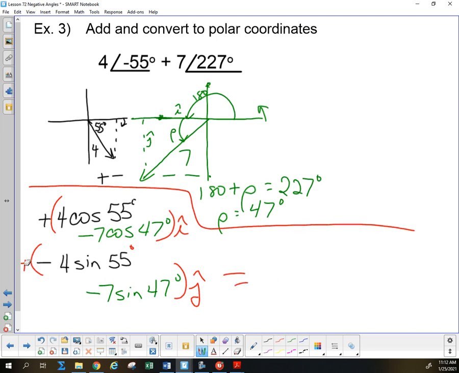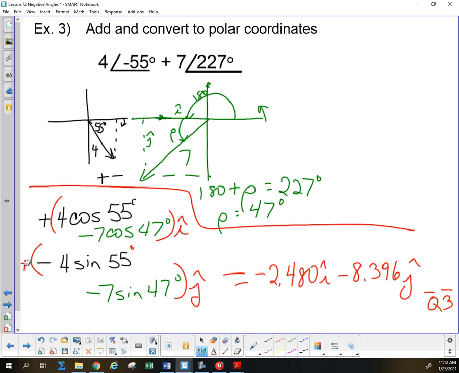And if I put all of that together, I should end up with negative 2.480 for the i hat and negative 8.396 for the j hat. That ended up negative, negative, which is quadrant 3.